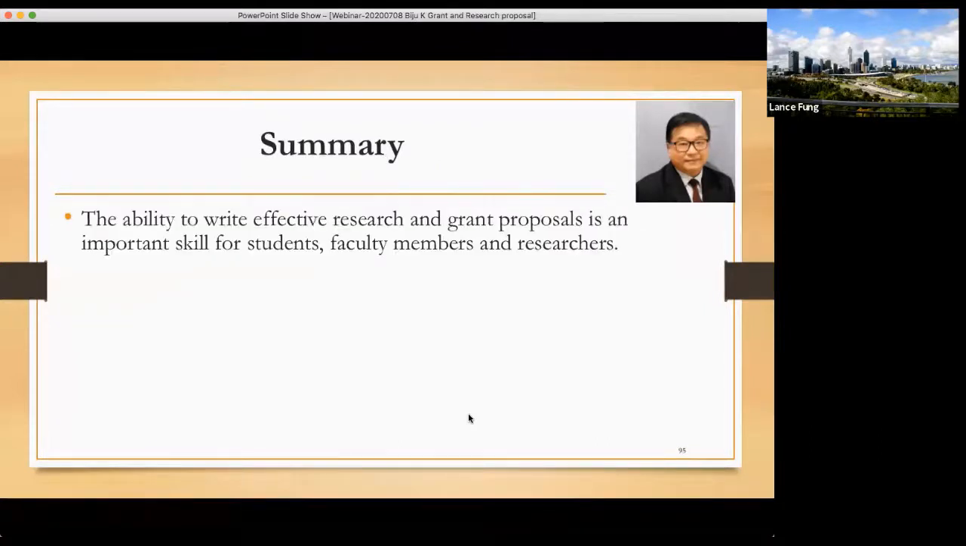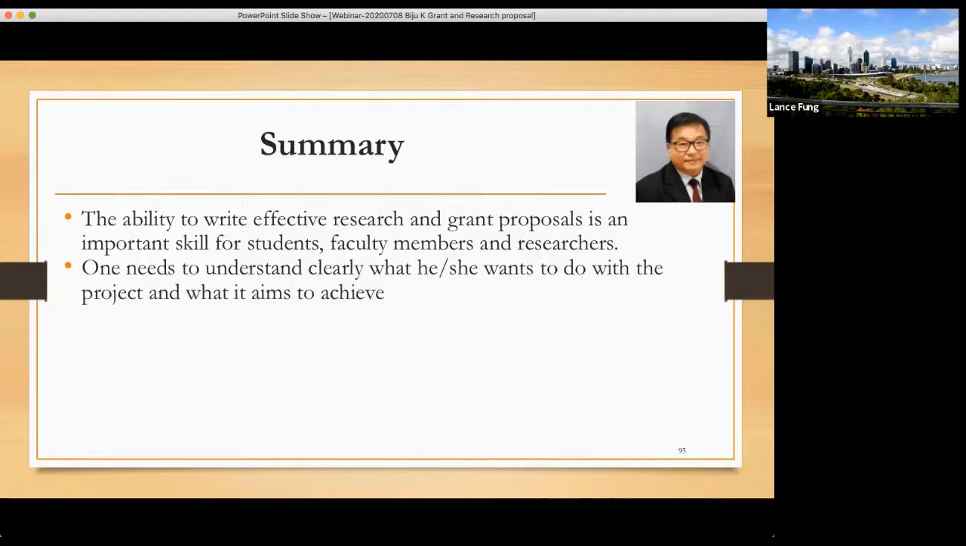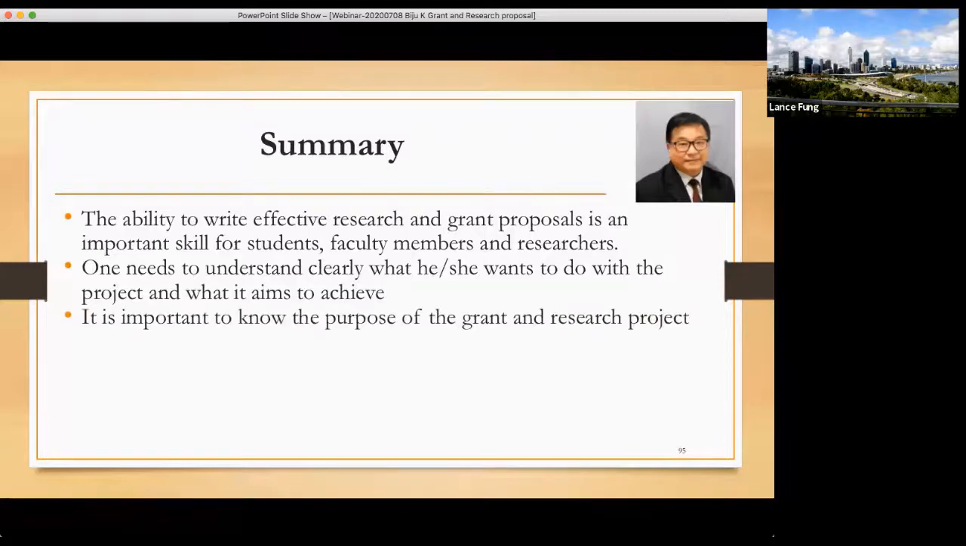So in summary, okay, I'm reading the wind up now. The ability to write effective research and grant proposals is an important skill for students, faculty members, and researchers. So for students, it may relate to admission, it may relate to whether you get a scholarship or not. For faculty members, if you're asking for grants, it really relates to the success of your application. You really need to understand clearly what you want to do, okay, and what is the aim you try to achieve. And then it's important to know the purpose of the grant in particular, if money is involved, and also bear in mind the success rate is not necessarily very high.